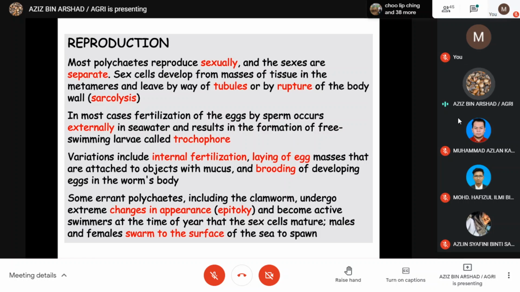So in most cases, fertilization of the egg by sperm occurs outside in the seawater, and the end product is a trochophore larva. But there are some that show internal fertilization, where the egg mass is kept in one of the segments, and when they are fertilized, brooding will take place until they reach a certain size before they are released to the outside.